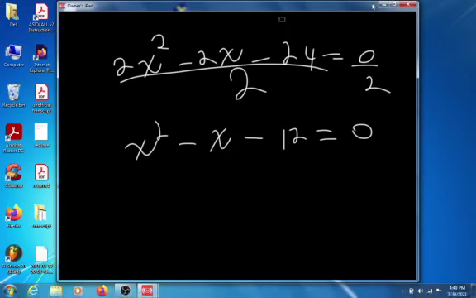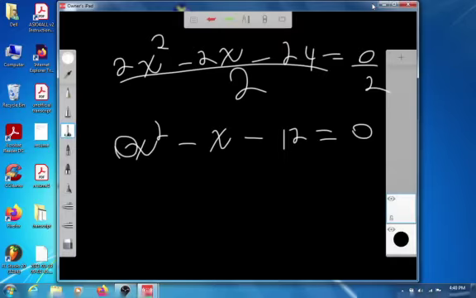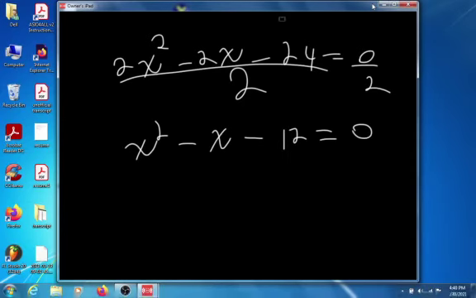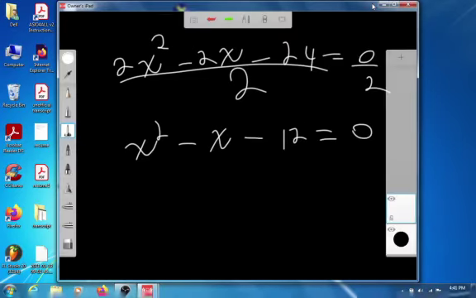So I just did that. I divided it by 2 and the first coefficient is 1. That was the goal. Now we can factor it. So we want to find the factors of negative 12 that, when added together, equal negative 1.